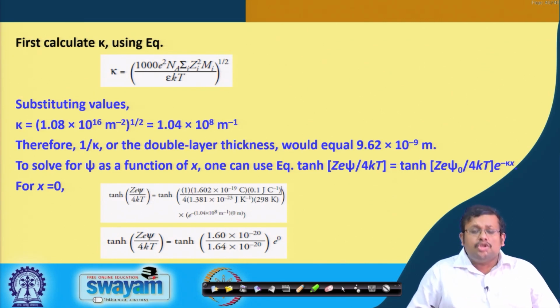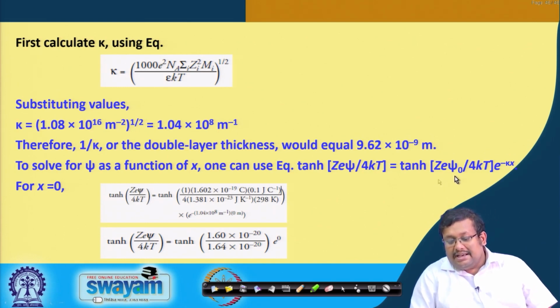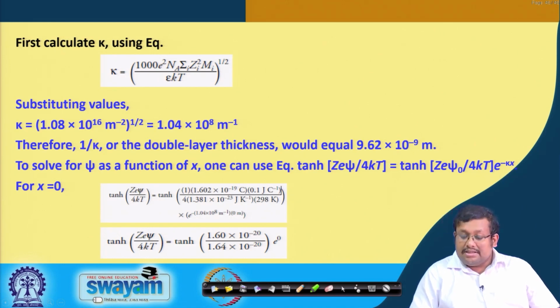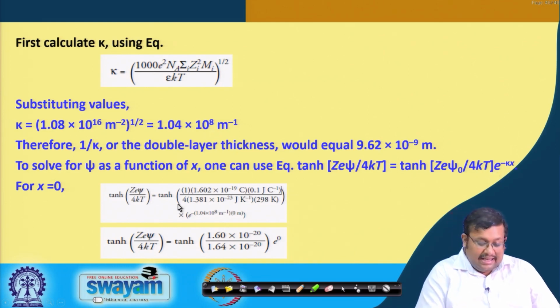Then to solve for different values of psi as a function of x, we use this equation of the Gouy-Chapman diffuse double layer, and here in the right hand side there is z e psi 0 by 4 kT, and e to the power minus kx. So, all these values are known to us. K is basically the reciprocal of the thickness, which you have just calculated, that is 1.04 into 10 to the power 8 per meter. So, we have put all these values in the right hand side and then we solve it.